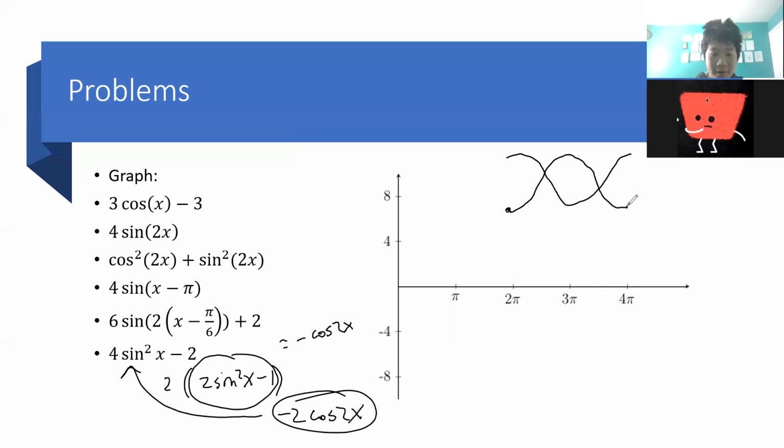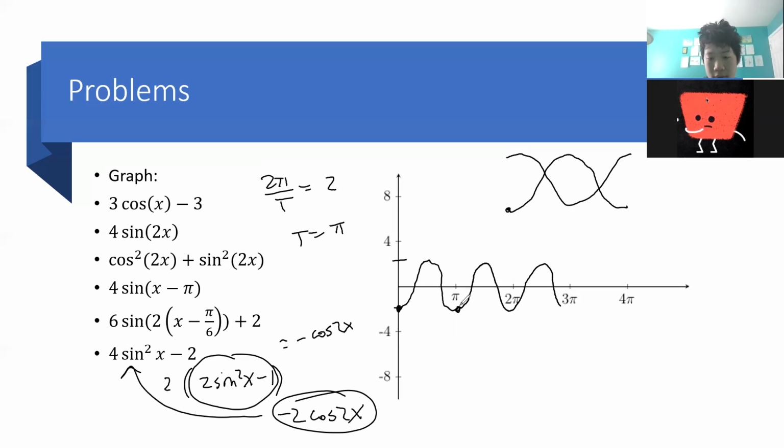Okay, so let's graph this. Remember, first of all, the amplitude is 2, which means it's oscillating around these 2 points. We have cosine 2x, which means we've got to find the period. 2 pi over T is 2, so T is pi. We have to do the whole oscillation within pi. So since it's negative 2, we start at the valley, go all the way up, and come back down within the range of pi. And we just keep oscillating like this, on and on.